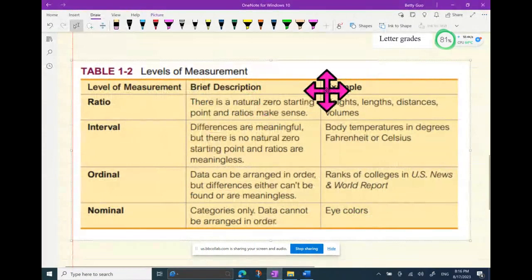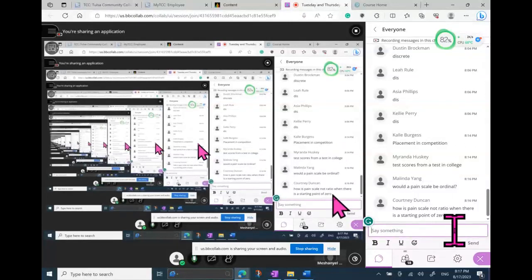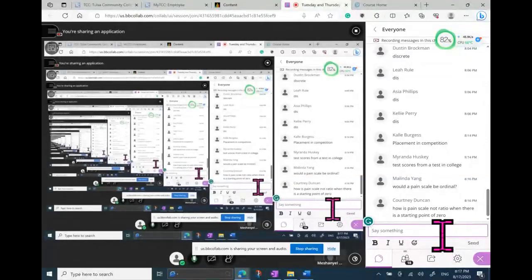Or when a company surveys your opinion about the product, you write good, okay, bad, right? Good of course is better. Very intuitively you can order them. Good is the best, and then okay, a little bit less, and then bad is really bad. Is the worst, right? How is a pain scale not ratio when there is a starting point of 0?